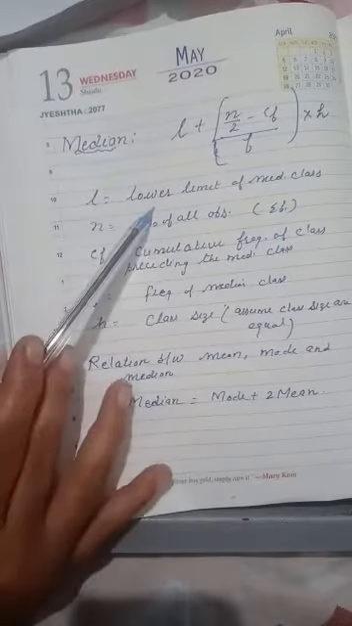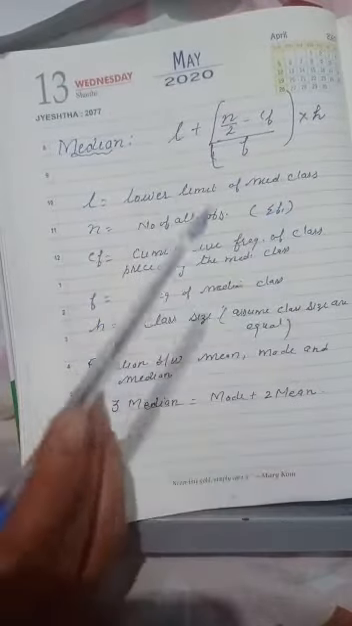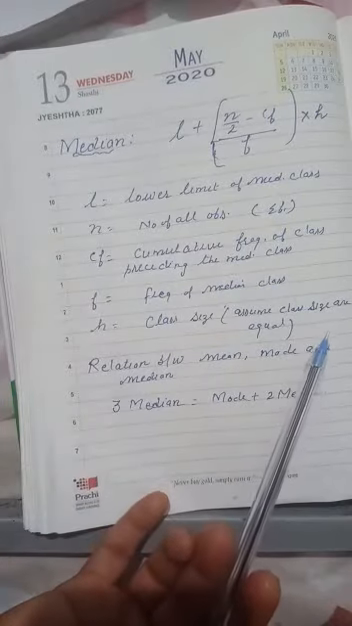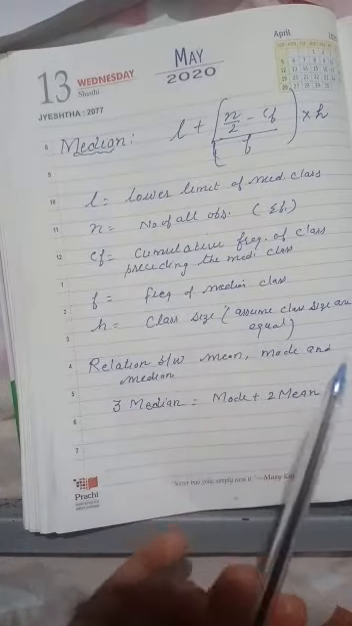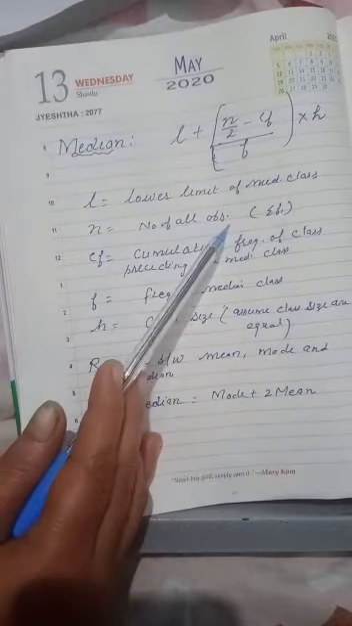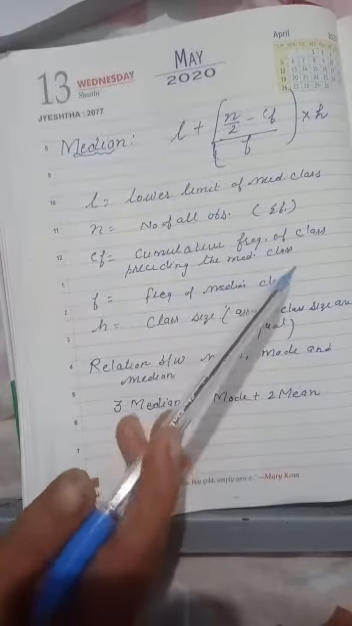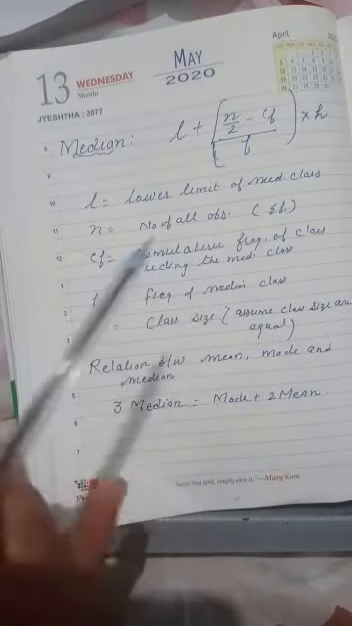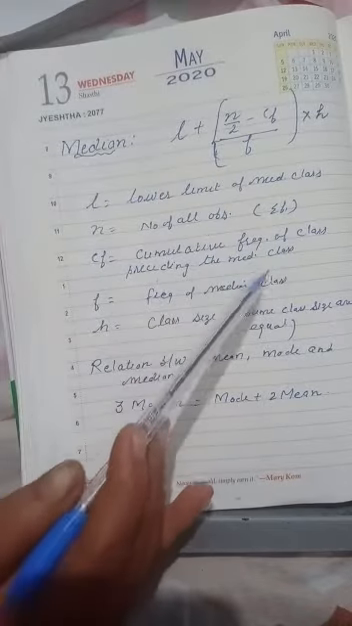Now L is known as the lower limit of the median class. Now how to choose the median class? Median class means according to central tendency. Center means as much frequencies are there, half of it, N by 2, is near about your center. N is the total number of all observations. CF is the cumulative frequency of the class preceding the median class. Preceding means the one before the median class.